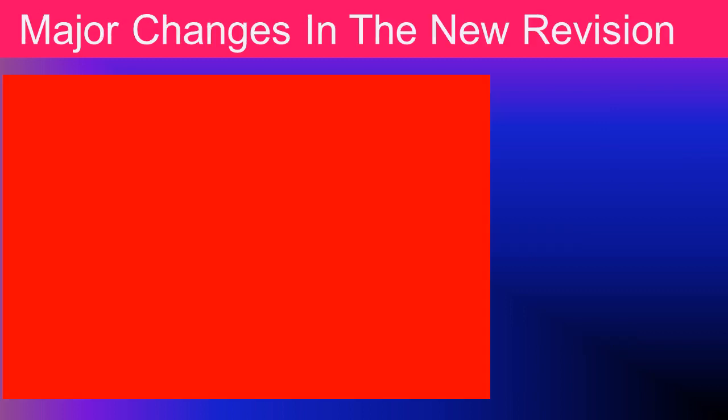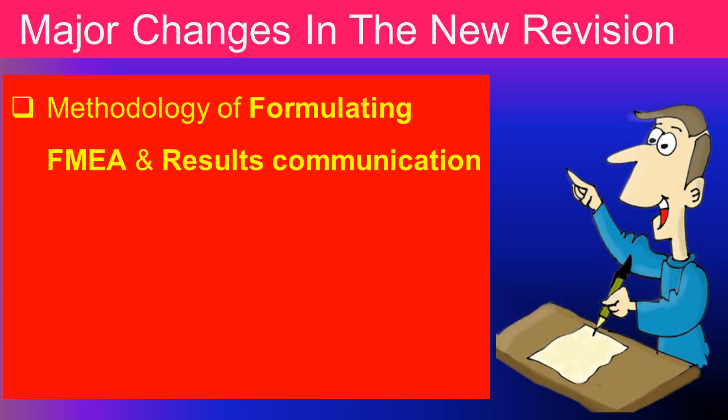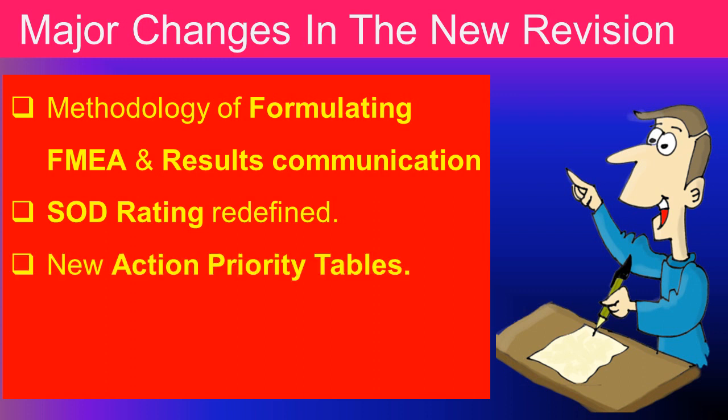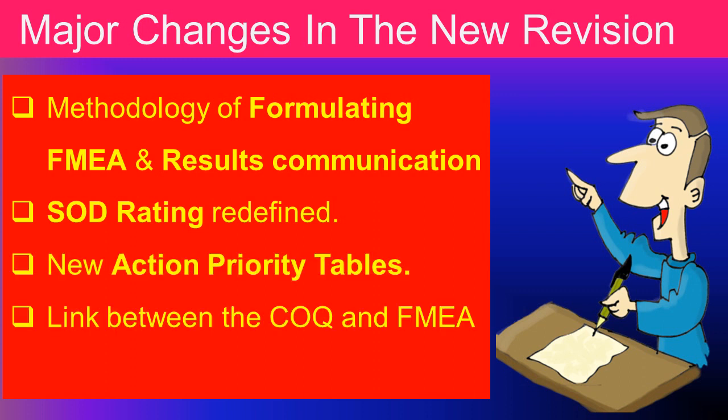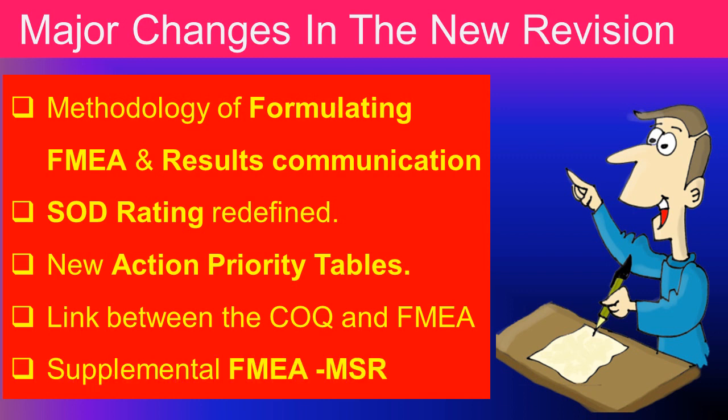Now comes the most important part of this learning session: what are the major changes in this new revision? The first is the methodology of formulating FMEA and results communication. The second is severity, occurrence and detection rating, which are redefined. The third is that new action priority tables are now available. Fourth is the link between cost of quality and FMEA. And the fifth is the supplemental FMEA-MSR concept. Now let's understand each of these changes in detail.